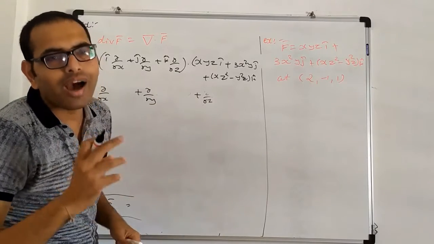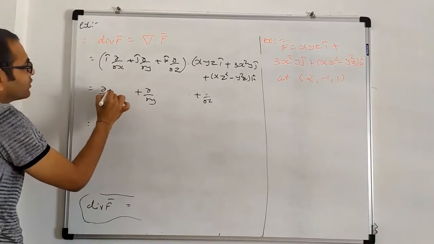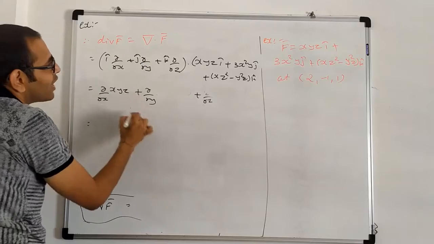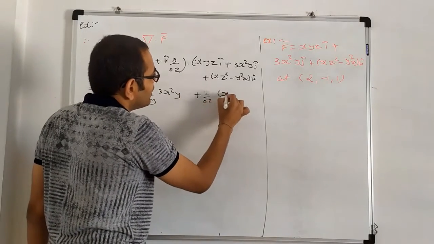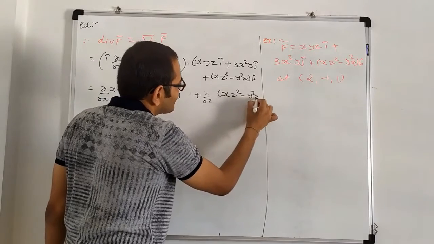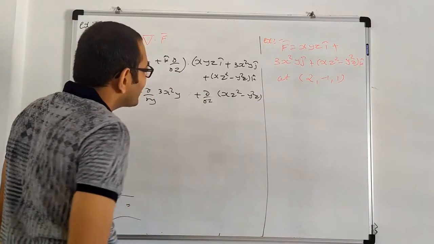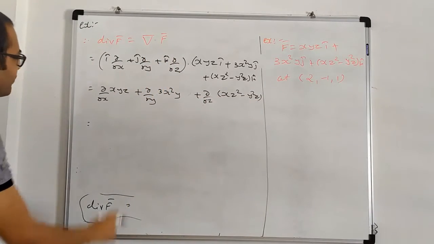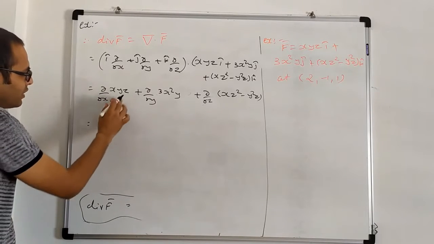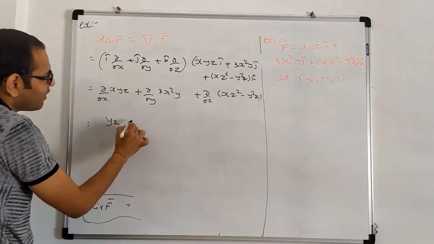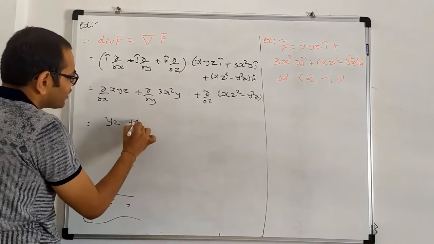these are all 0. Then here xyz, here 3x square y, here xz square minus y square z, with del by del x, del y, del z. Now differentiate with respect to x, then we get yz. Differentiate with respect to y.